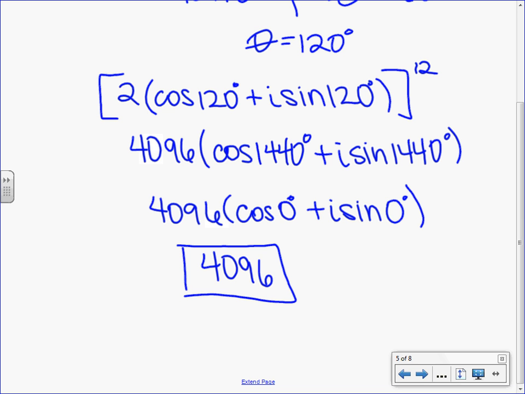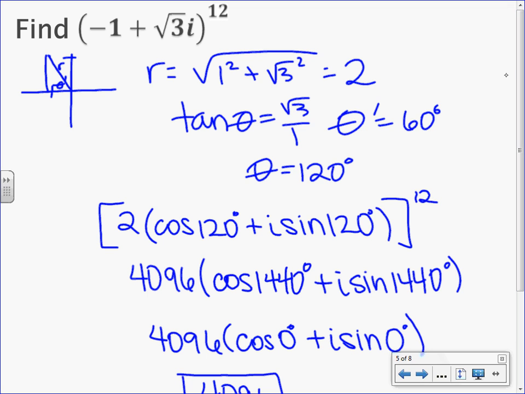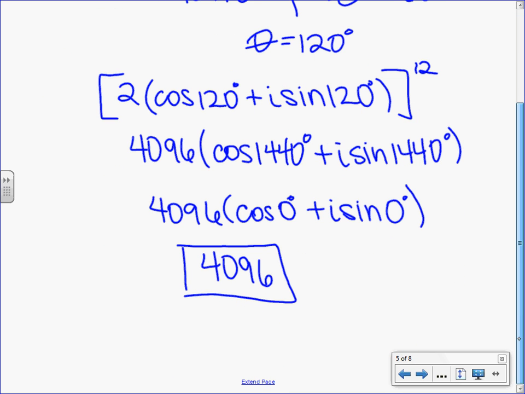That's the number you get when you take negative 1 plus square root of 3i to the 12th power. Graphically, on the complex plane, we would just go horizontally in the positive direction 496 units. We got 0. Are you okay with 1,440 degrees?